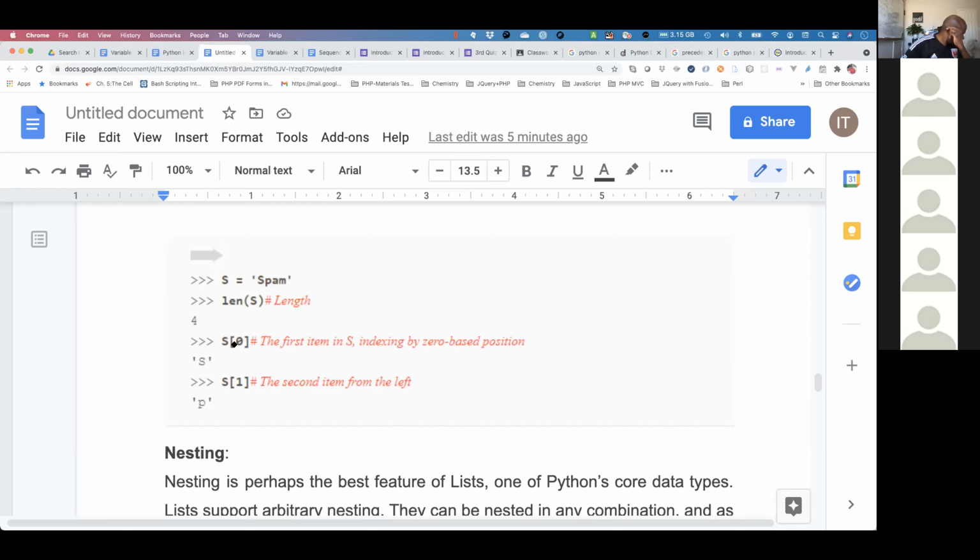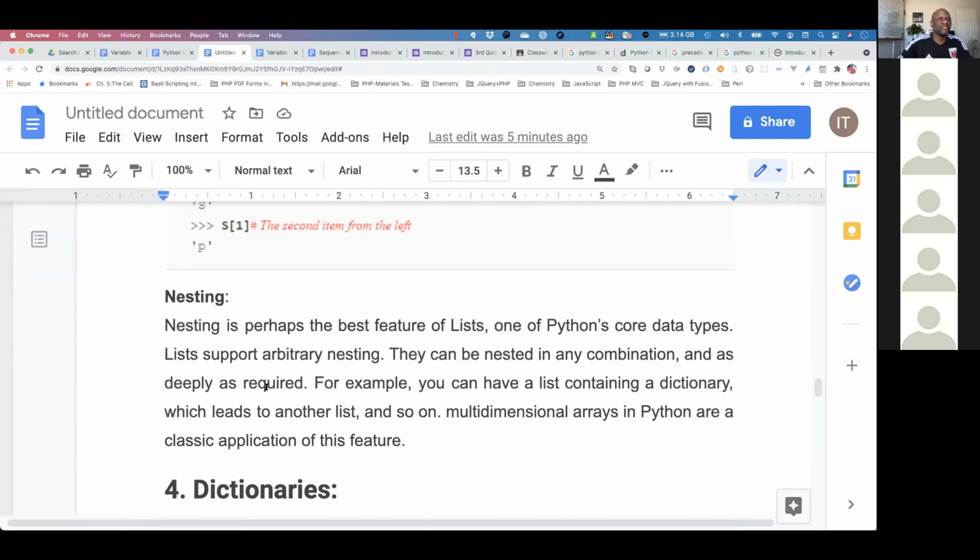Just make sure you understand the difference between index and position, because it will soon come to haunt you if you don't get it right. Index will always start from 0, but it's actually at position 1. So here we have index 1, which is actually the P, but it's at position 2.